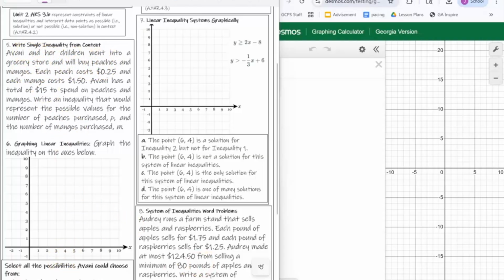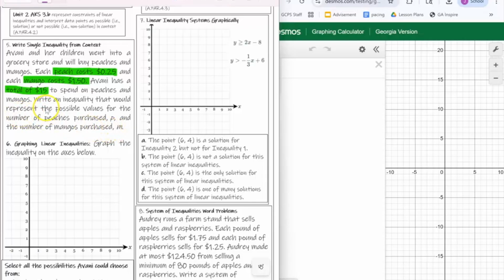Okay, so remember, you need to highlight whatever it is that's happening. So you're buying peaches and mangoes. Each peach costs, so there's my first number, highlight. And each mango costs, there's my number, highlight. Avani has a total of $15, which is my other number and my keyword, to spend on peaches and mangoes. Write an inequality that represents possible values for the number of peaches purchased and the number of mangoes purchased.